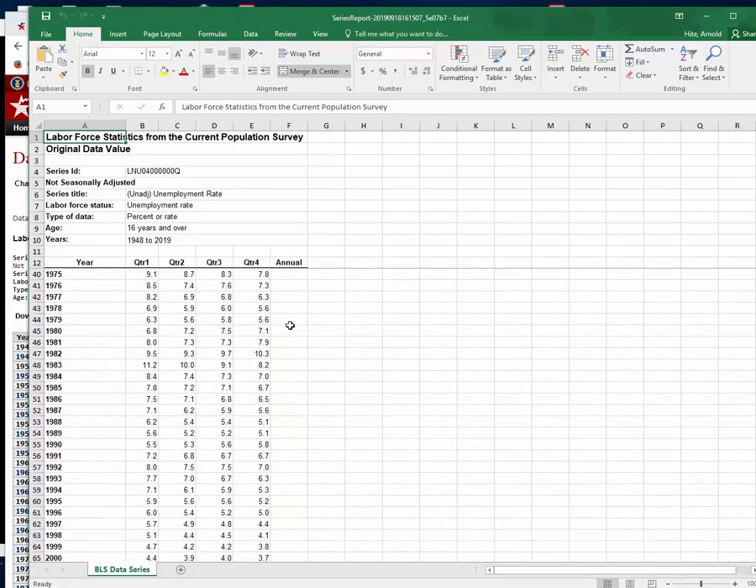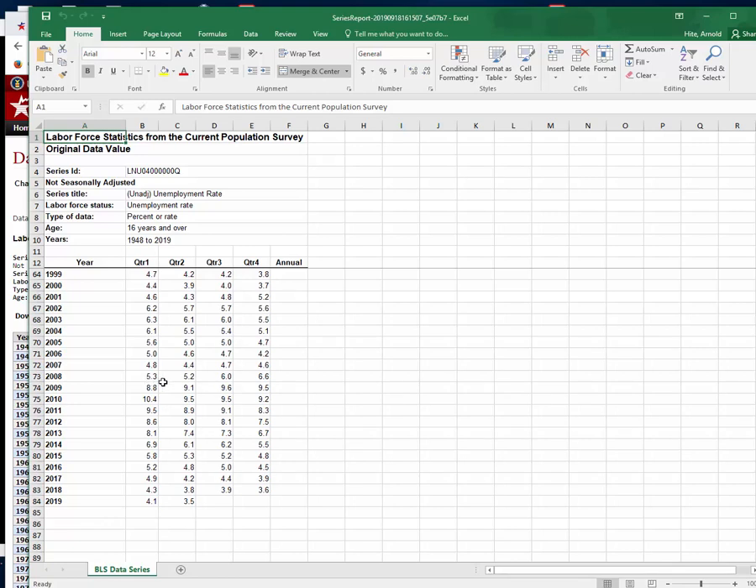You want to see how bad the recession was in 2008, you can see it in the unemployment rates. Look at this. 5.3, 6, 6.6, 8.8, 10.4. So it was really rough and it took a long time for it to fall. Anyway, so that's where you find the unemployment data.